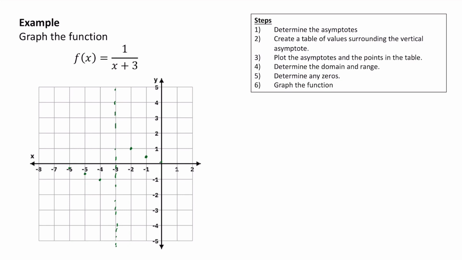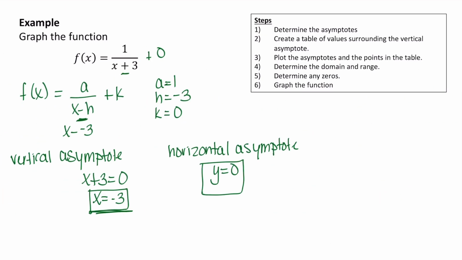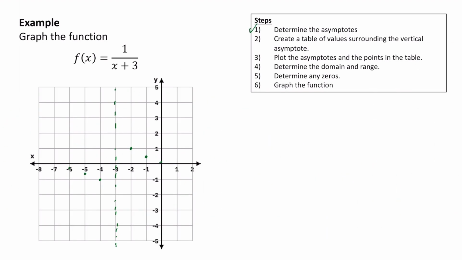Okay, so now we need to figure out the rest of this graph. So we've determined the asymptotes. We also have a horizontal asymptote at y equals 0. So I'm going to go ahead and draw in a dotted line for that. So I know that this function is never going to cross the x-axis. So here I have my horizontal asymptote, and this is my vertical asymptote. We've created our table of values, plotted the asymptotes and the points. Now let's figure out the domain and range.